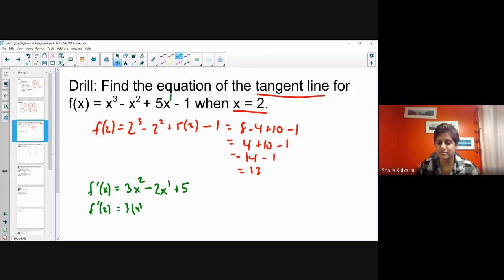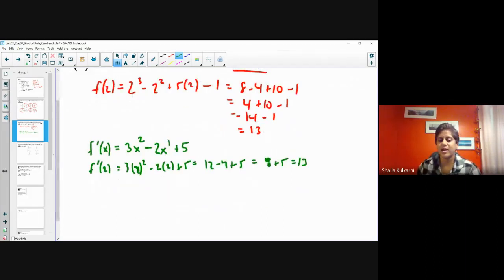So 2 squared minus 2 times 2 plus 5. So we are doing 12 minus 4 plus 5, or we are doing 8 plus 5. And we also get 13. Wow, that's kind of shocking. Okay, wasn't meant to be that way, but so be it. Okay, so we get y minus the y coordinate equals the slope of the tangent line times x minus the x coordinate, and there you go.